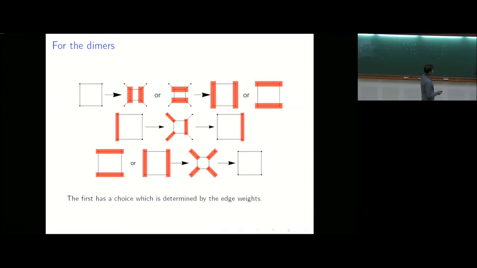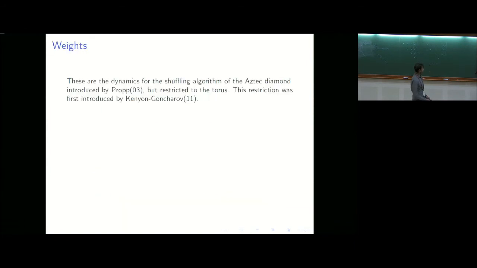Right, so you'll notice that these two steps are deterministic. So if I give you a configuration, they're already done. Whereas these ones actually depend on a choice. And the choice is given by your edge weights.